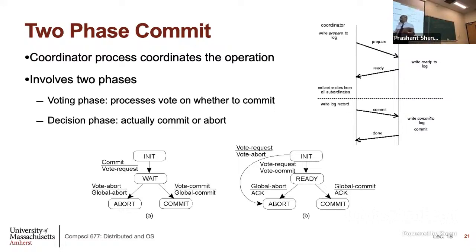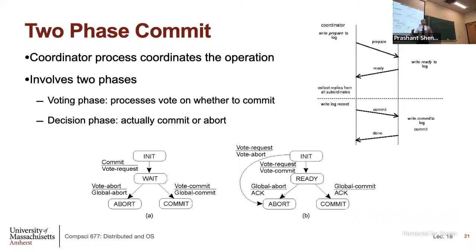If everybody has voted to commit, you go to the commit state. So here is essentially a state transition diagram of any node. That was the coordinator. This is a node. The node is also initially in the init state.